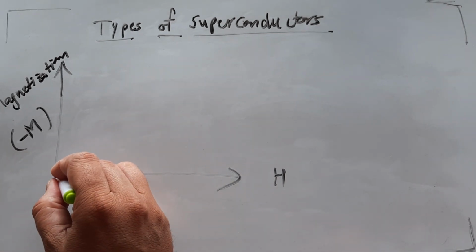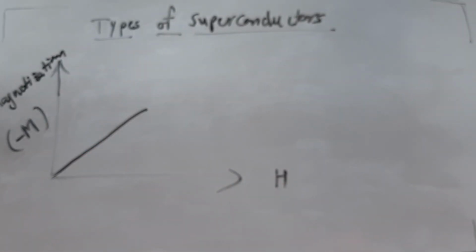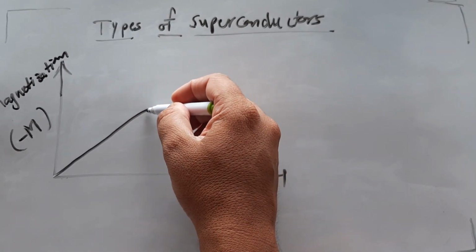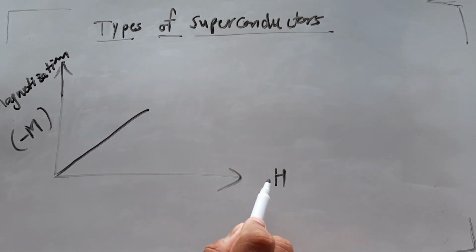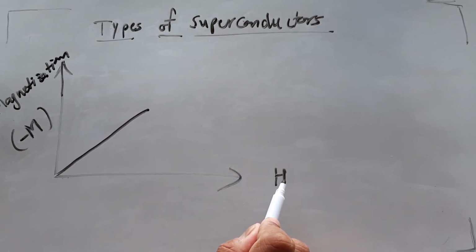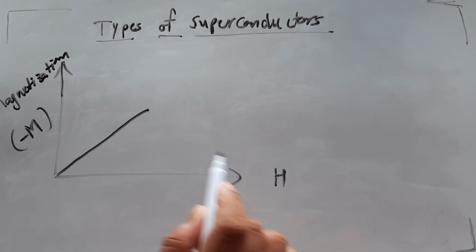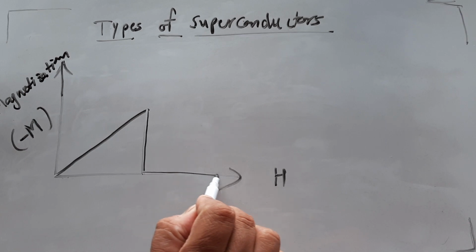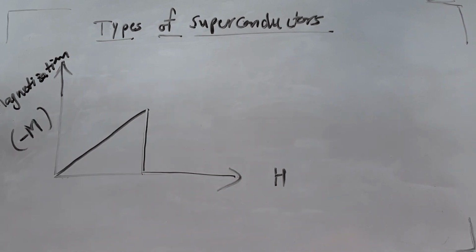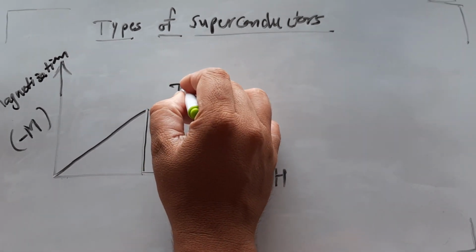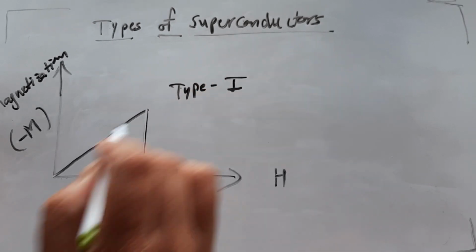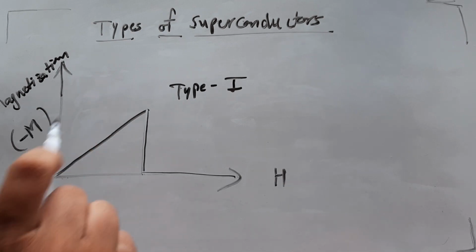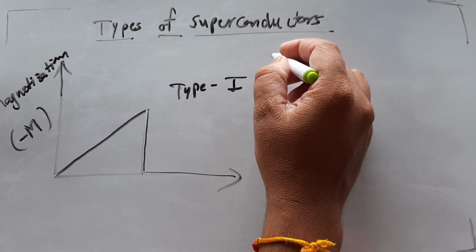So the typical graph will look something like this, and at a certain value suddenly the external magnetic field wins over the expulsion of magnetic field, which is the Meissner effect, and this will suddenly go down, and of course it will go something like this. So this is called a type 1 superconductor. So you can start writing. You just give the title type 1 superconductor.